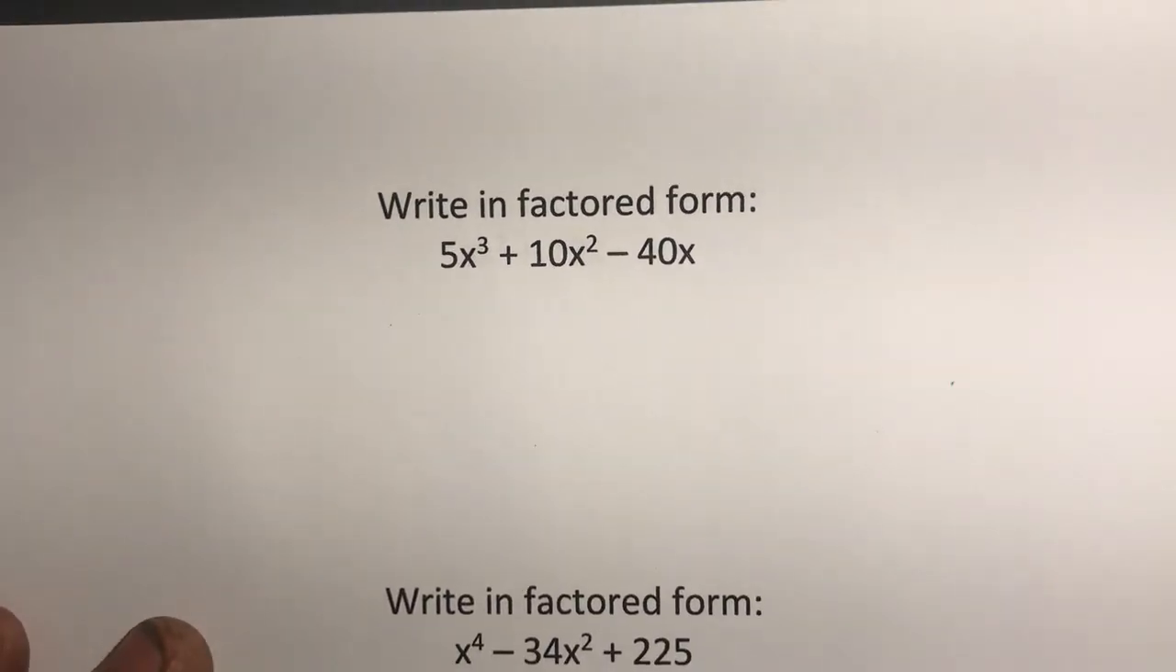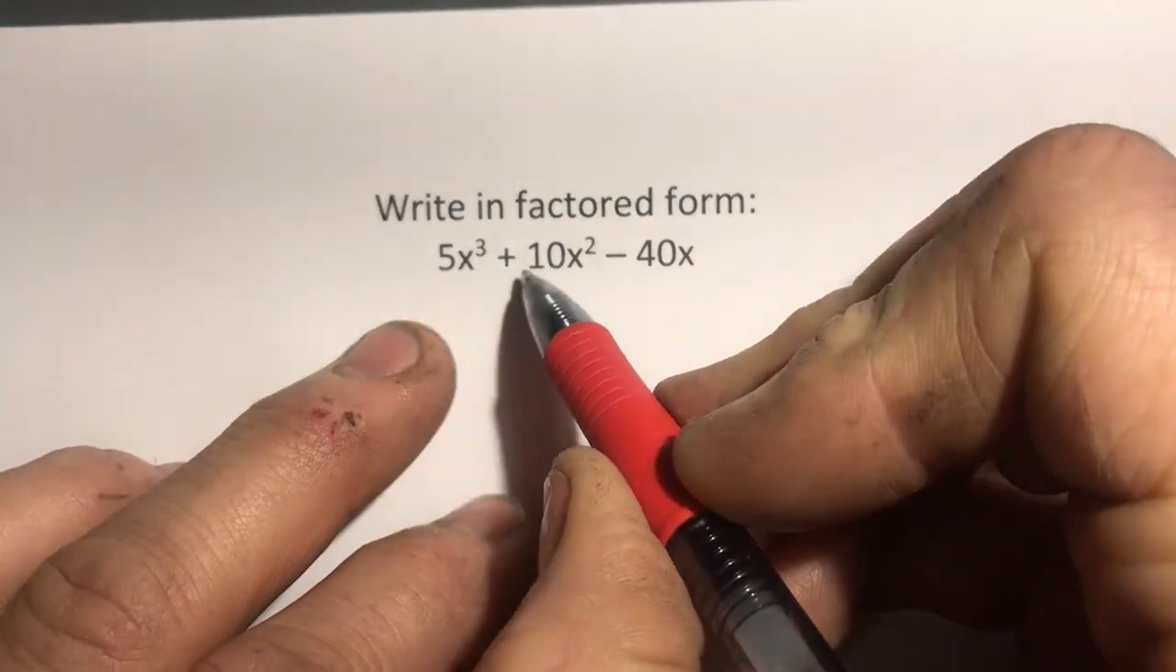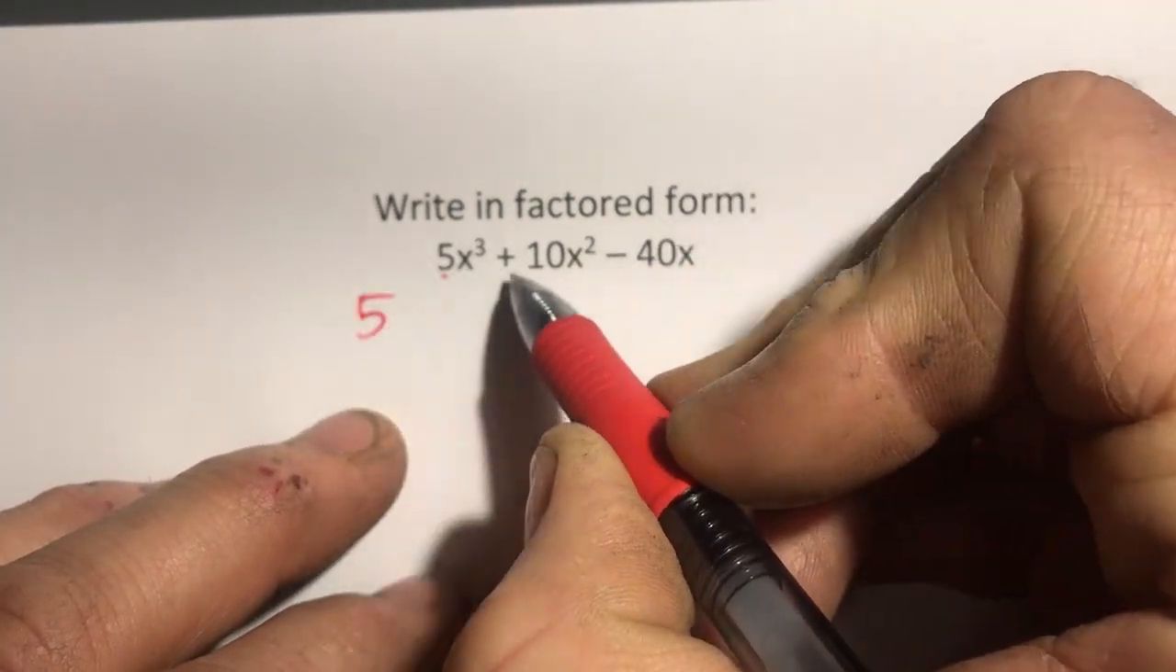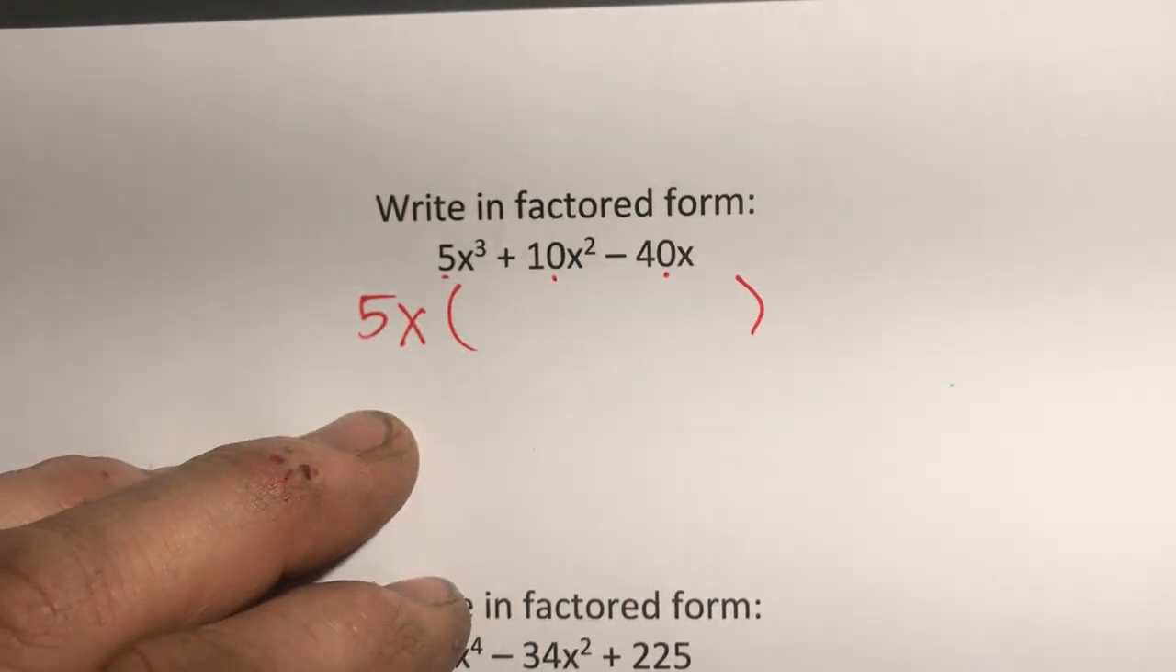This next one here. Okay, now I think we've got common factors here. They all divide by 5. 5 goes into all three of these, and they all have an x. So I could pull out a common factor here.